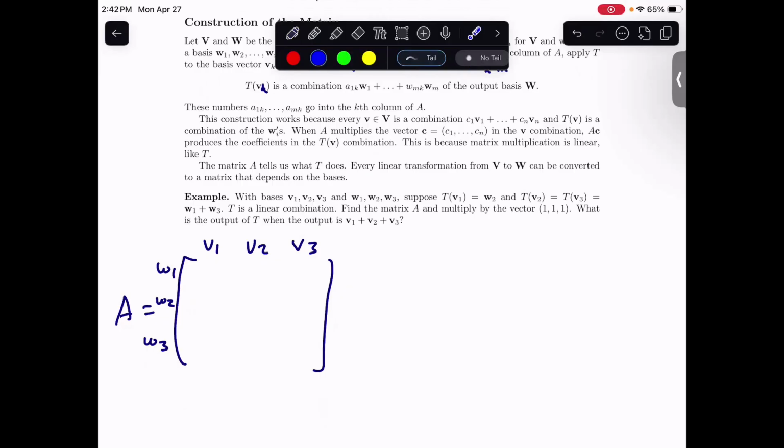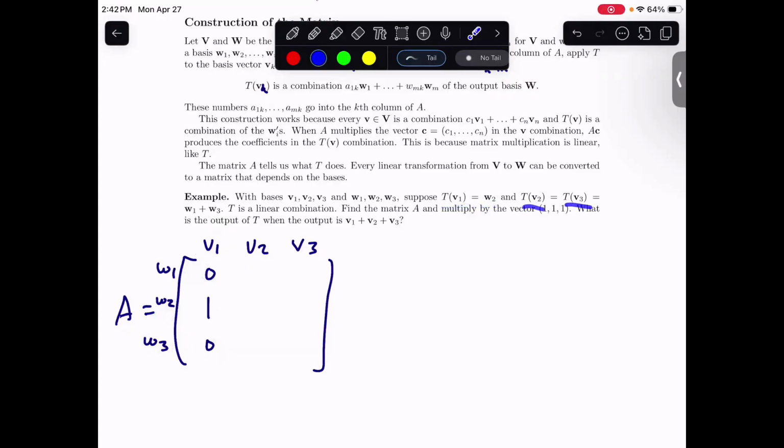And so we have that T of V1 is equal to W2. So you can view this as being 0 times W1 plus 1 times W2 plus 0 times W3. So the weights would be 0, 1, 0. You should be thinking like V1 is sent to 0 times W1, 1 times W2 plus 0 times W3, which is exactly what's written here.